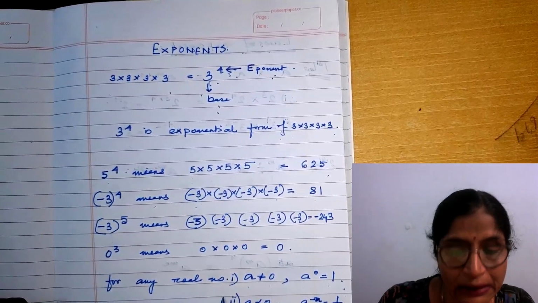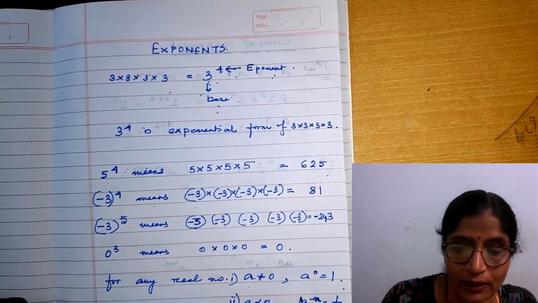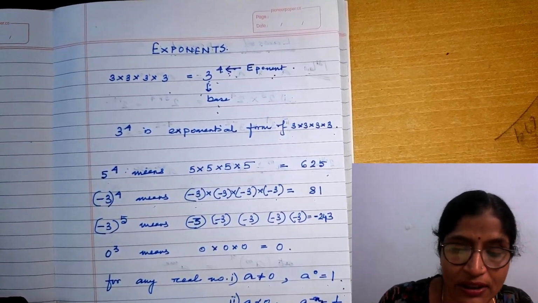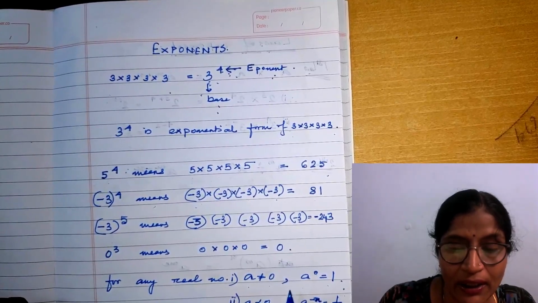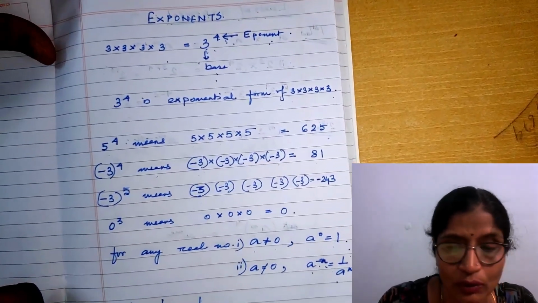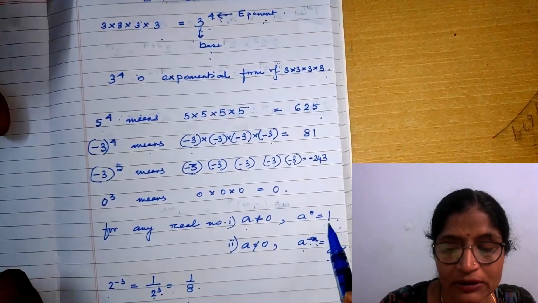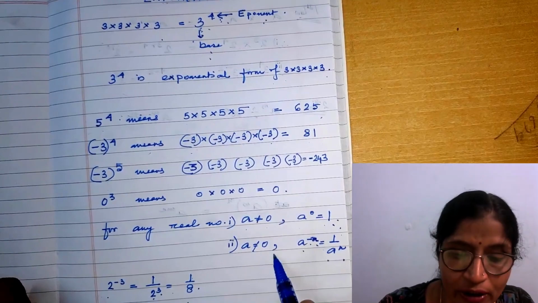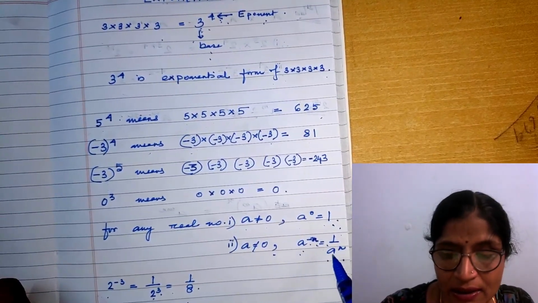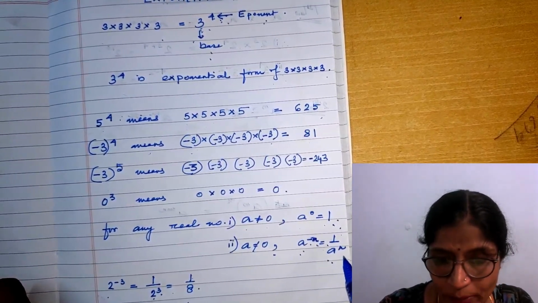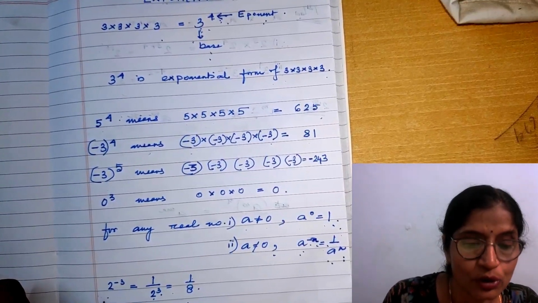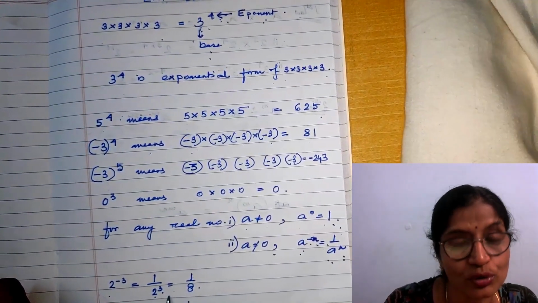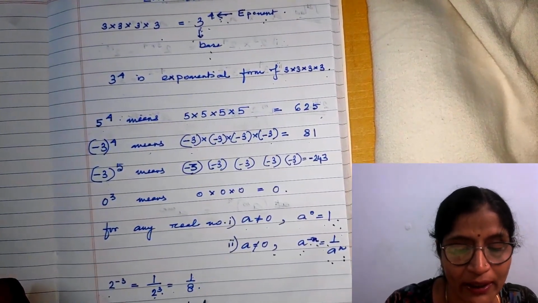For any real number, suppose a to the power 0, 5 to the power 0, 6 to the power 0, every time it is equal to 1. But a is not equal to 0. So 2 to the power 0, 5 to the power 0, that is equal to 1. And now if a is not equal to 0, then a to the power minus n is equal to 1 divided by a to the power n. For example, 2 to the power minus 3 is equal to 1 divided by 2 to the power 3, and equal to 1 by 8.